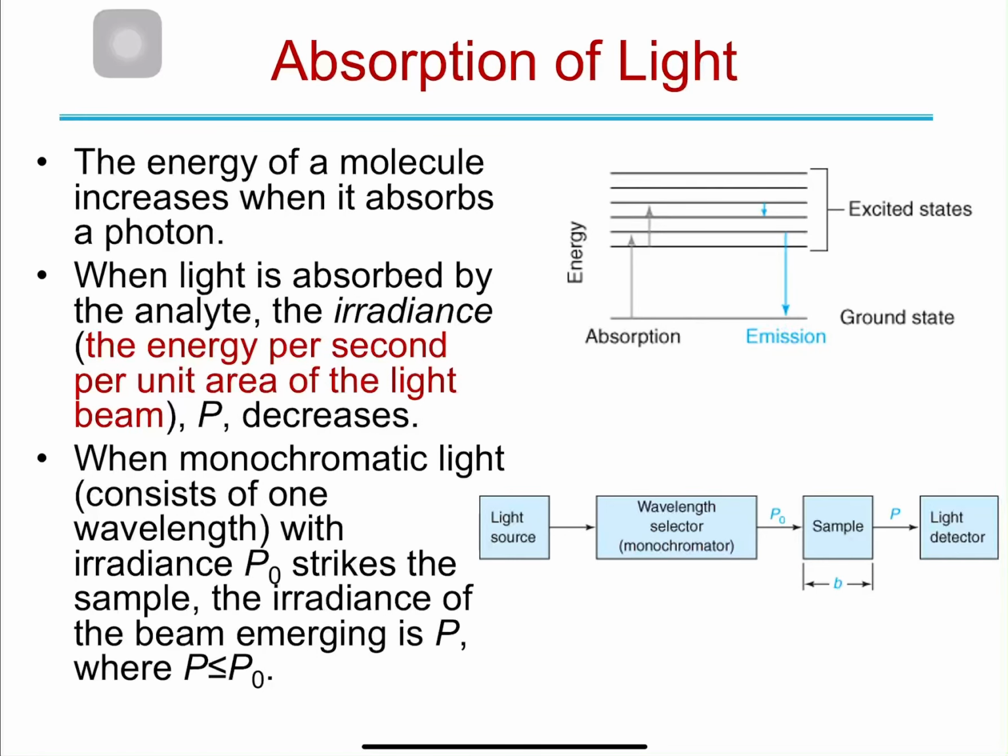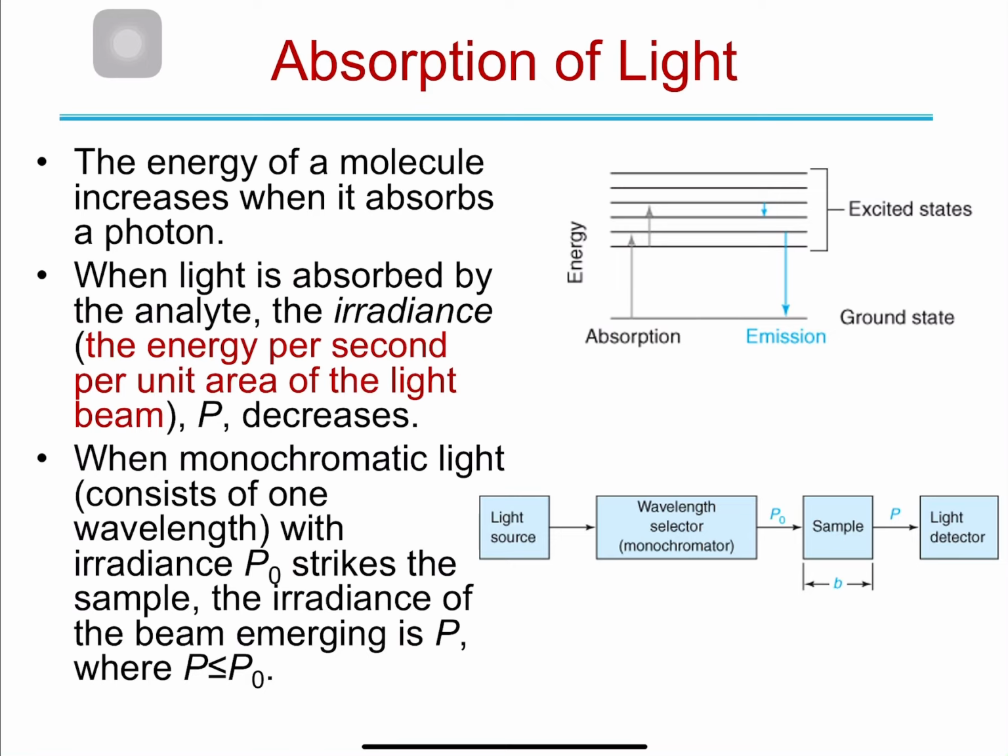Absorption of light. So we said that in the ultraviolet and in the visible region, when a molecule absorbs light, it will cause excitation of electrons. And normally, because the molecule or the matter will absorb light, it means it will absorb some energy. So that means that the energy of the molecule will increase.